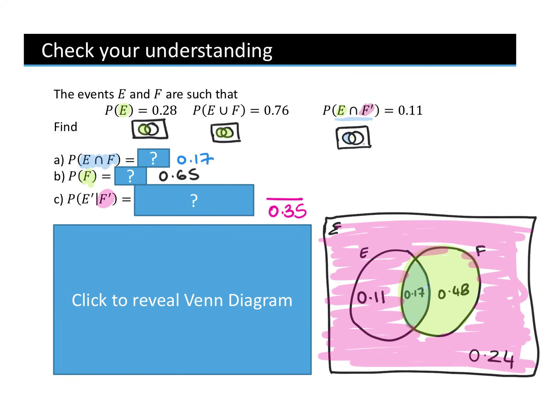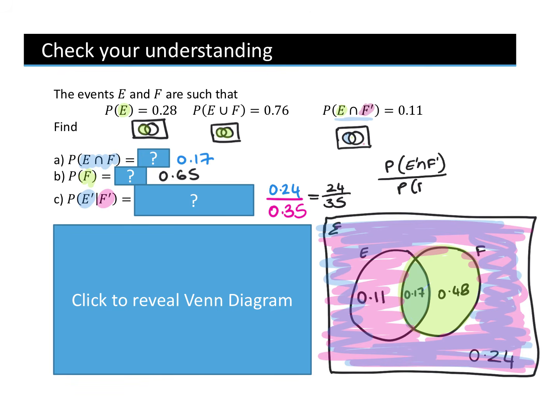Okay. Now it wants the probability of not E given not F. Well, where else is not E? Only from the pink part I've shaded. This part. So this is 0.24 over 0.35, which is going to give me 24 over 35. Okay? Or you could have used the formula. You could have used the probability of E dash intersection F dash over the probability of F dash.